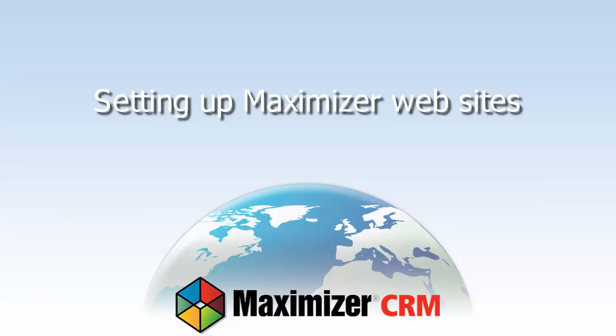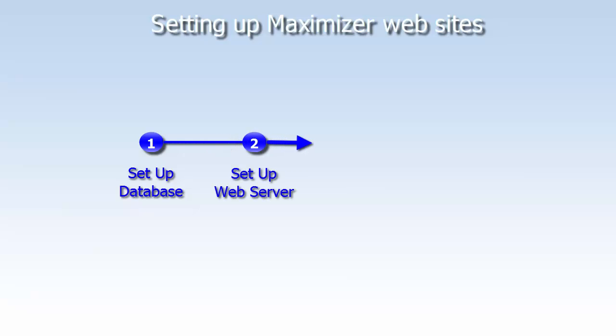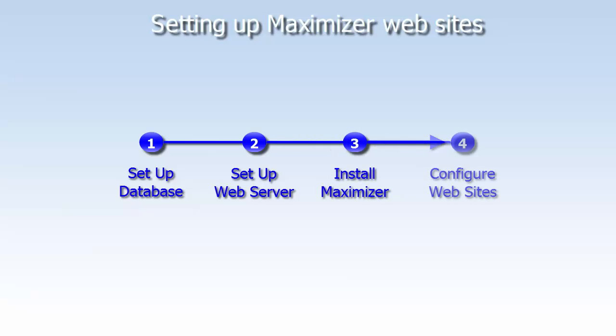Setting up your Maximizer web implementation involves four main steps. Set up the database, set up the web server, install Maximizer, and configure the Maximizer websites.